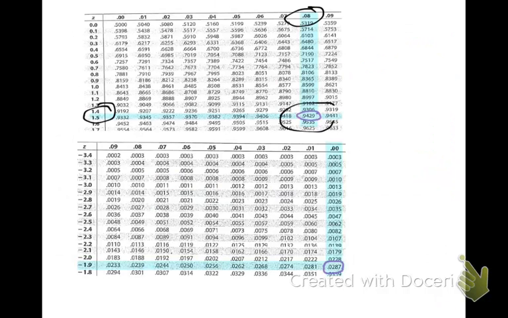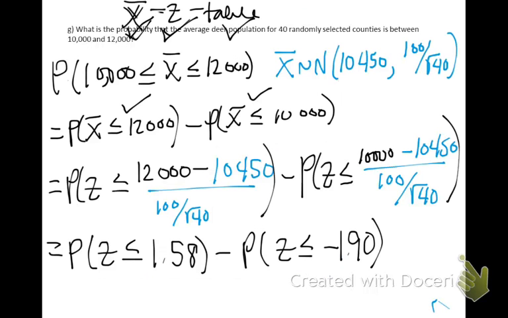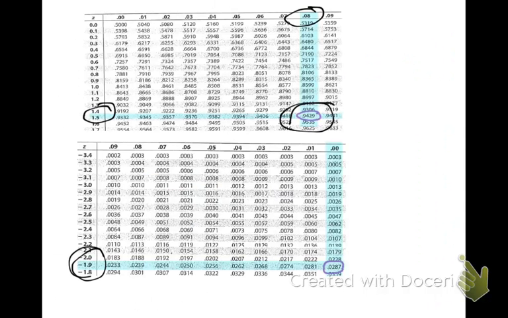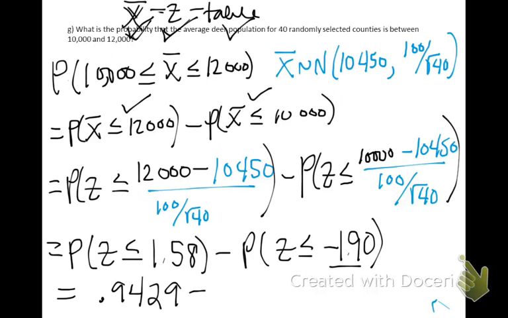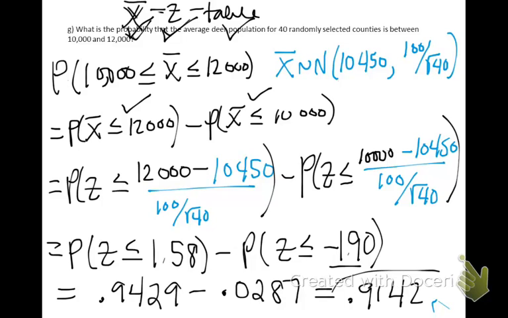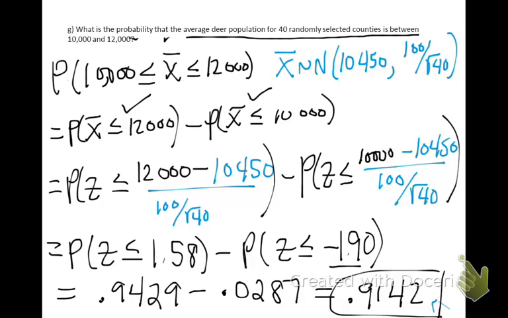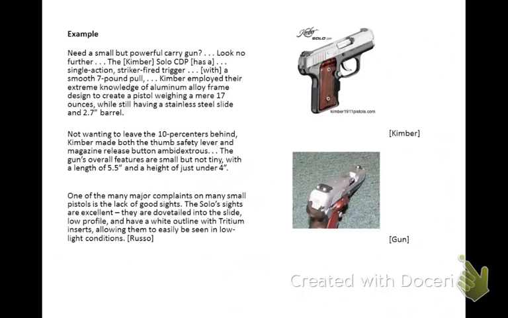1.58 gives a probability of 0.9429. Now we're going to look up the -1.90. -1.90 gives a probability of 0.0287. Subtracting these two numbers, we see that the final answer is 0.9142. There is about a 92% chance that the average deer population for 40 randomly selected counties is between 10,000 and 12,000. Here's the second example.